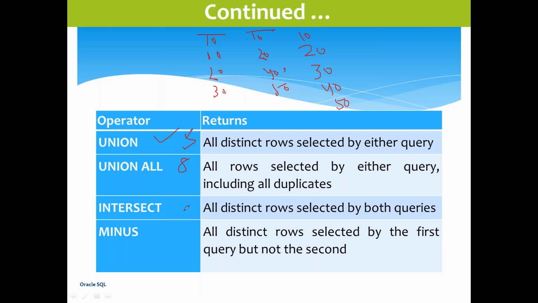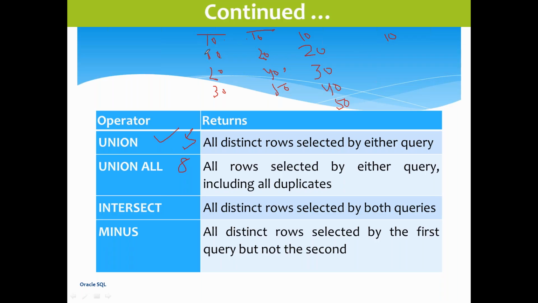Okay, next is intersect. All distinct rows selected by both queries. So which are distinct or which are common? Only the common rows will come in this intersect. So what are the values present in both sets? 10 is present here, and here also 10 is present. Again, 10 is present.